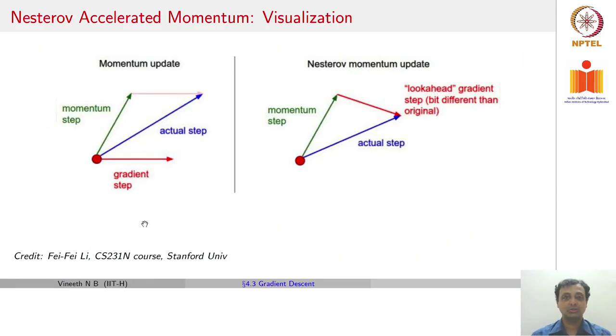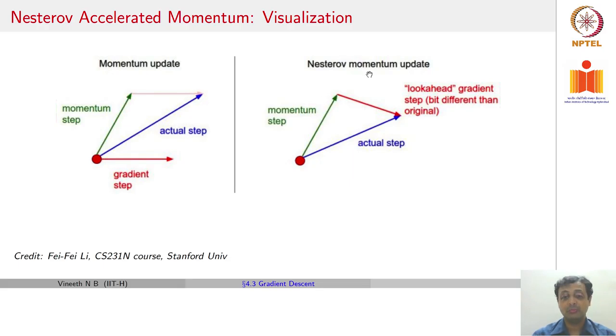Here is a visualization of how momentum and Nesterov momentum differ. You can see here in the momentum update that momentum-based gradient descent is a combination of two vectors. The momentum step, which is the direction in which you have been traversing, and the gradient step, which is what the current gradient is telling you to do. And your actual step is a weighted addition of these two vectors, which is perhaps going to tell you the step that you have to take now.